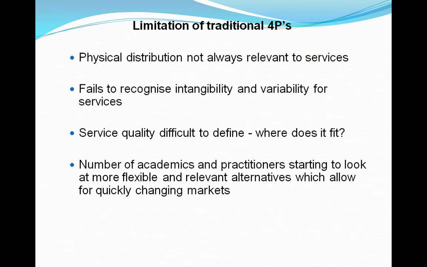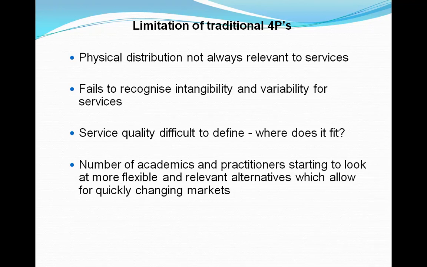Well, there are obviously limitations to the 4 Ps, and again, if you look at service versus product, physical distribution is not always relevant to services. As we said, they're intangible, and therefore it fails to recognize intangibility for the services. The quality of service is difficult to define. How do we define it?